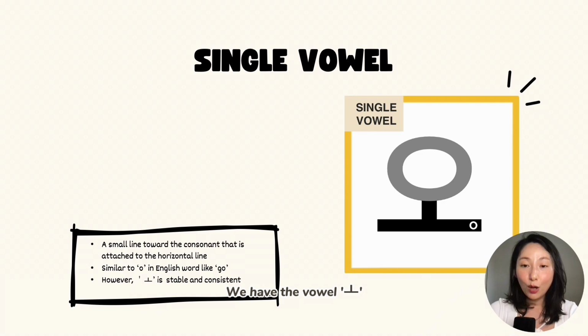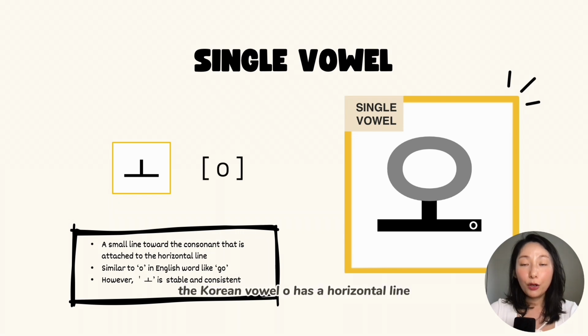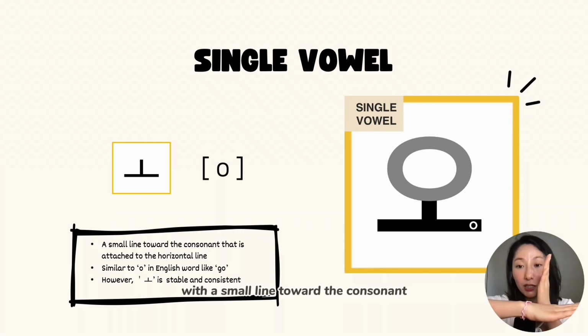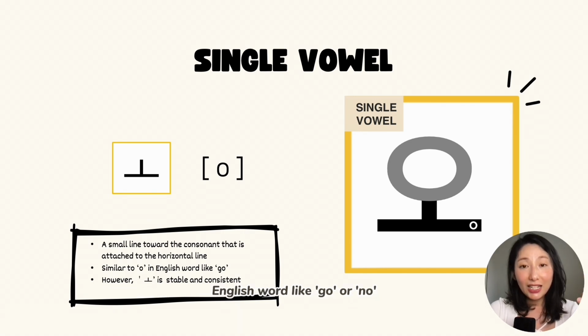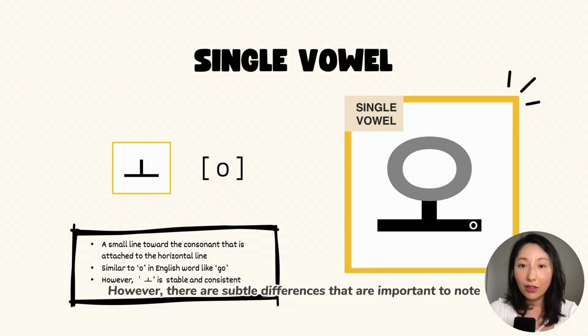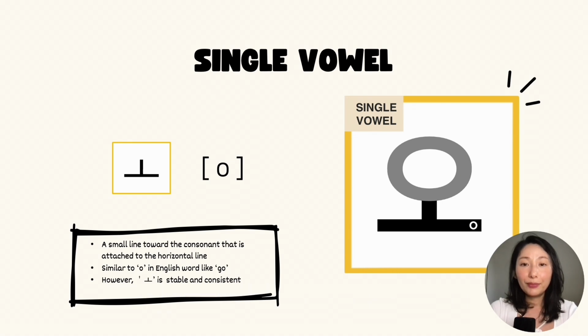We have a vowel 오. The Korean vowel 오 has a horizontal line with a small line toward the consonant. The Korean vowel 오 is pronounced somewhat similar to the o in English words like go or no. However, there are subtle differences that are important to note.